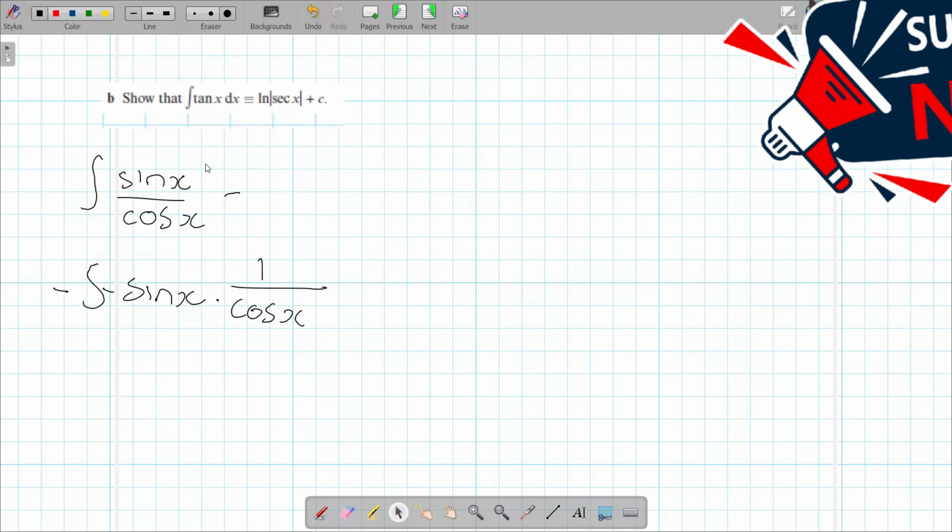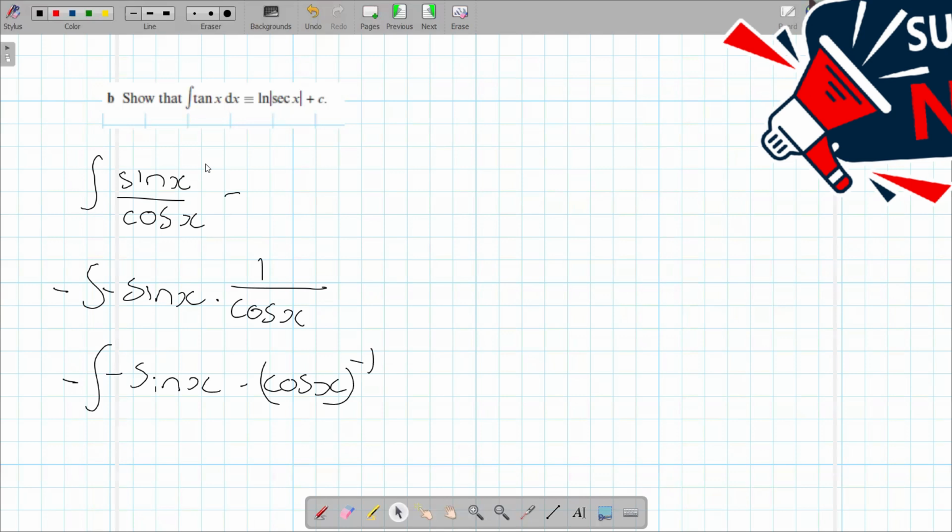So this is technically minus sin x times cos x to the power of -1. Hmm, oh, but that doesn't help me, does it? That doesn't get me towards ln sec x. Hmm.